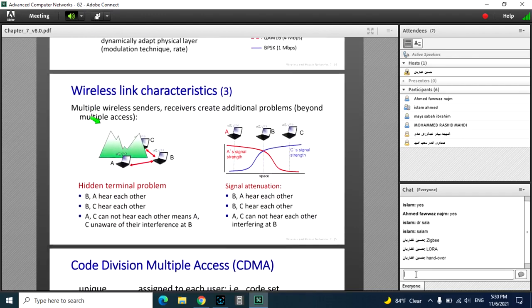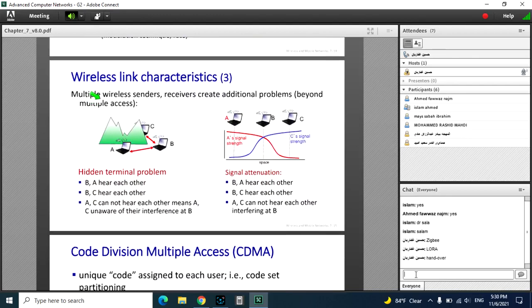There is one more characteristic in wireless networks. Look at this figure on the left side of slide 15. We have three nodes, A, B, and C here, and there is an obstacle between A and C. They are close together, but there is an obstacle between them. So A and C cannot see each other because of that obstacle. Okay? In this case, they are hidden from each other.